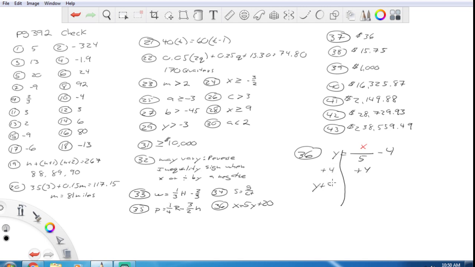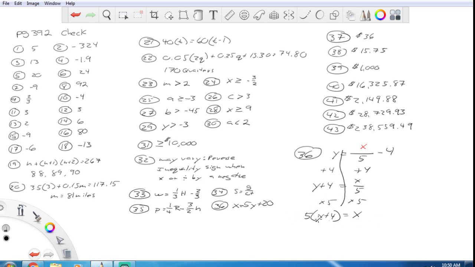You get y plus 4 equals x over 5, then multiply by 5. Just keep in mind you're multiplying this whole quantity by 5. So you're going to get 5 times y plus 4 equals x. I'll write it like this first.